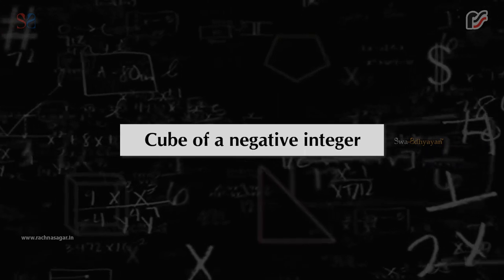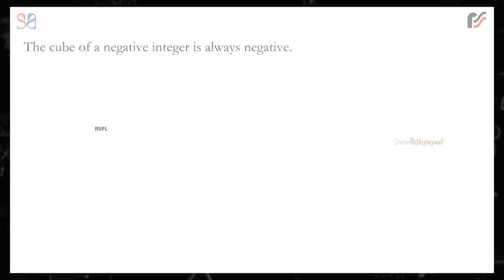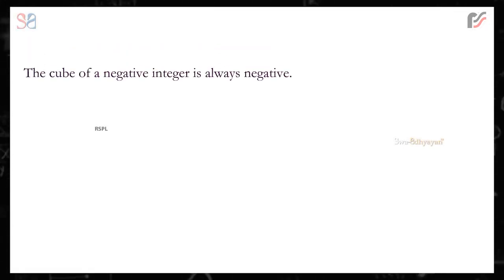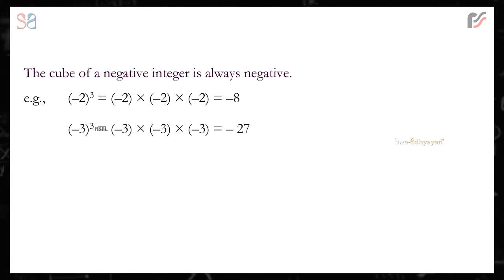Cube of a negative integer. The cube of a negative integer is always negative. For example, minus 2 whole raised to the power 3 is equal to minus 2 into minus 2 into minus 2, which is equal to minus 8. Minus 3 whole raised to the power 3 is equal to minus 3 into minus 3 into minus 3, which is equal to minus 27.